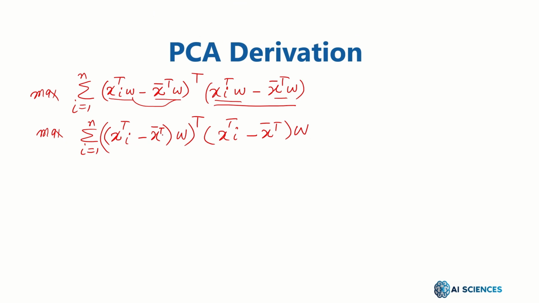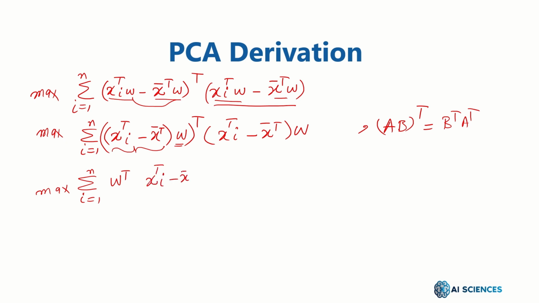Remember, the transpose of (A B) whole, where A and B are compatible matrices or vectors, is equal to B transpose A transpose. Using this formula, you can think of this matrix as A and this matrix as B. So (A B) whole transpose is B transpose A transpose, and that gives w transpose times (xi minus x mean) transpose, and then the other transpose is also there, (xi minus x mean) transpose w.